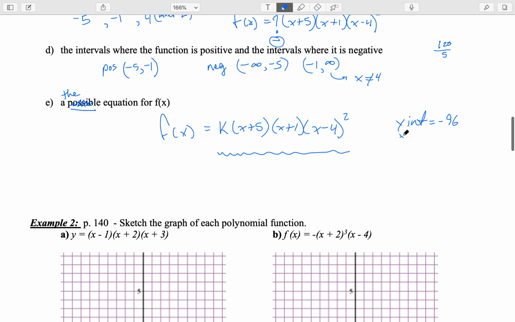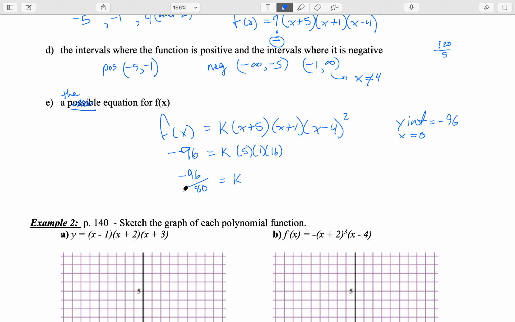Well, the y-intercept happens when x equals 0. x equal to 0 is wonderful to plug in here. So let's do it. The y value is -96. 0 plus 5 is 5. 0 plus 1 is 1. 0 minus 4 is -4 squared, which is 16. So 5 times 16 is 80. So -96 over 80 is whatever k is.